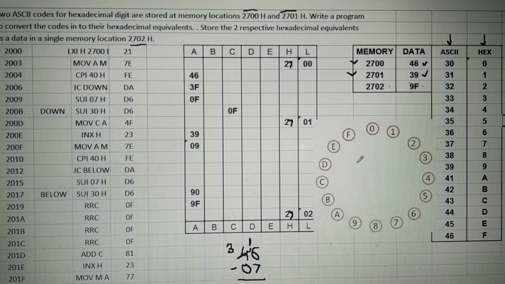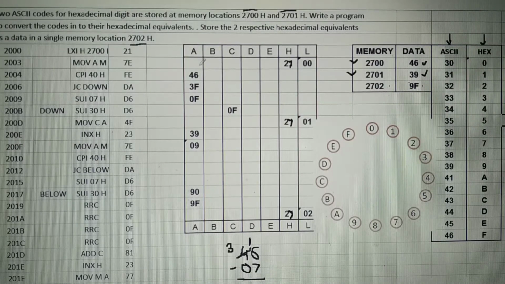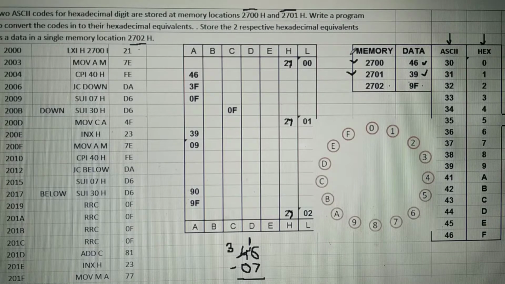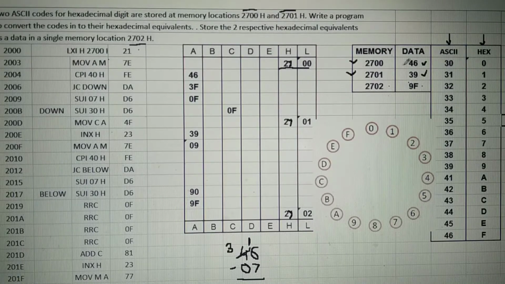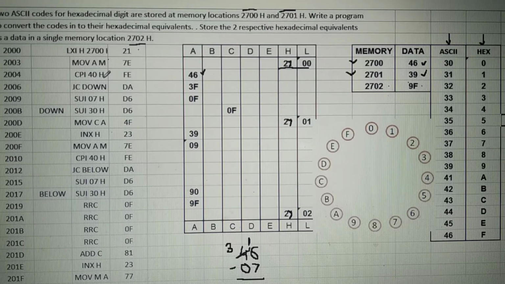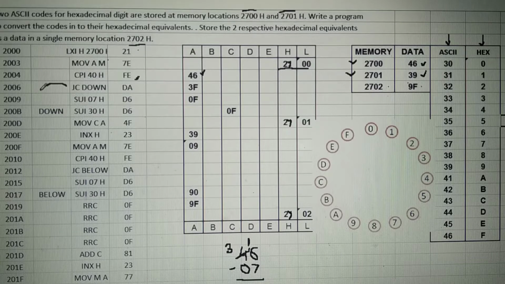Here, what is exactly required from the program and how can we achieve it? First, take the number to the accumulator. So LXI H 2700, HL will have the number 2700. Move M to A, the number from that memory location is brought to the accumulator. Compare this number with 40. And if the carry flag is set, go to the instruction labeled down.